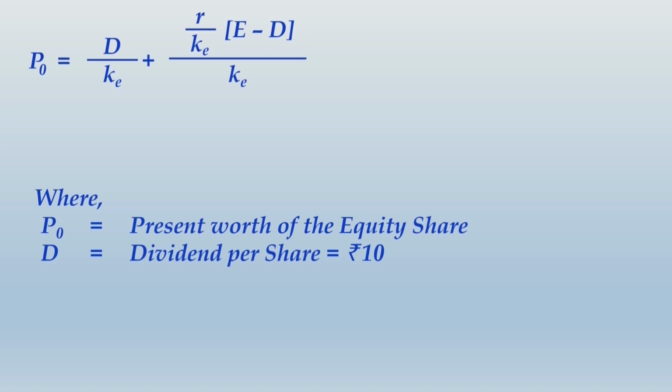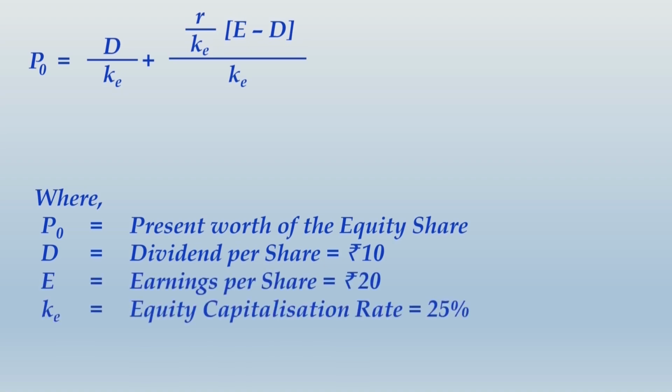Why rupees 10? Because the dividend payout ratio originally given in the question is 50% and earnings per share is rupees 20. So dividend per share will of course be rupees 10, which is 50% of 20. Earnings per share is rupees 20, I have already mentioned. Ke, that is the expected rate of return by equity shareholders, is 25%, which is also known as the equity capitalization rate, and the rate of return on equity, that is small r used in the formula, which indicates the company's capacity to generate a return on its equity, is given as 40%.